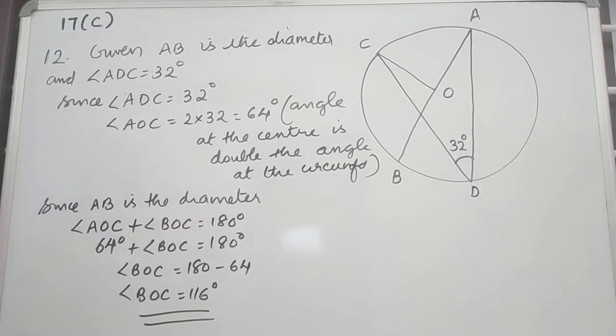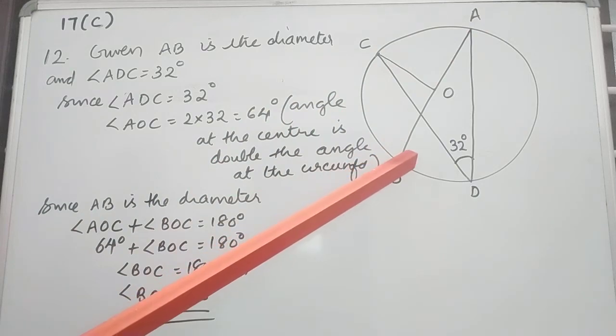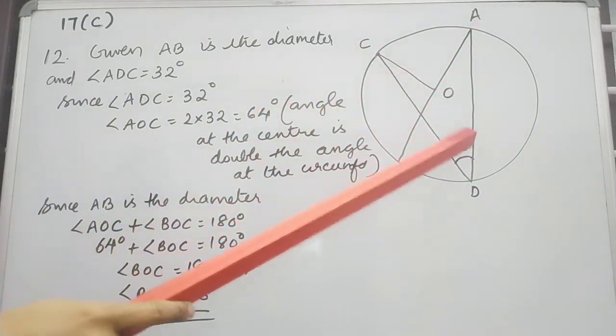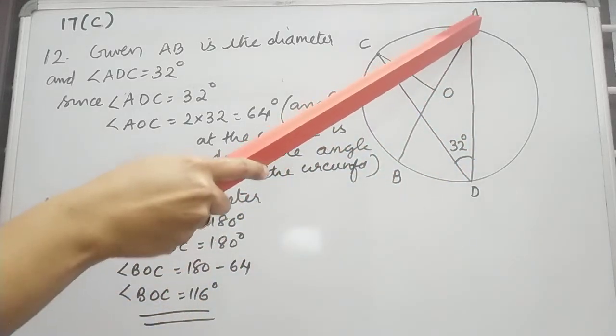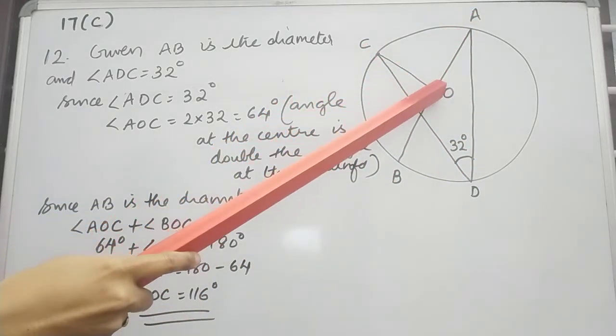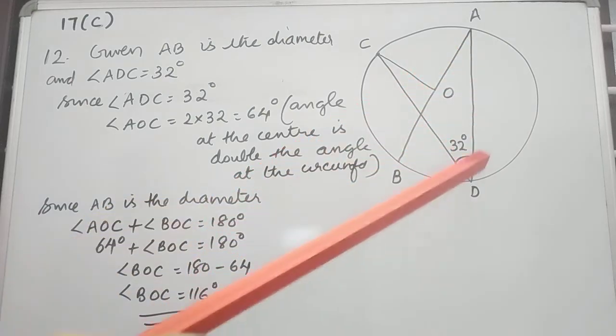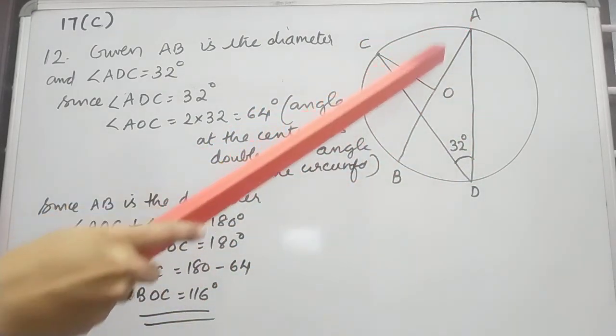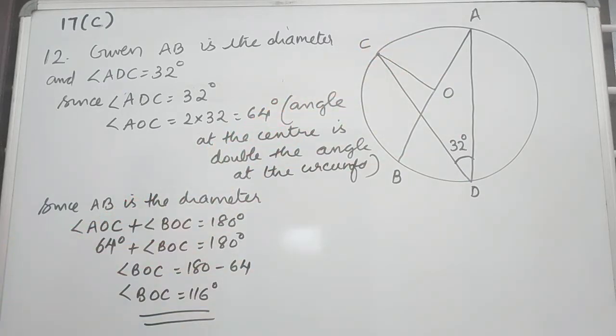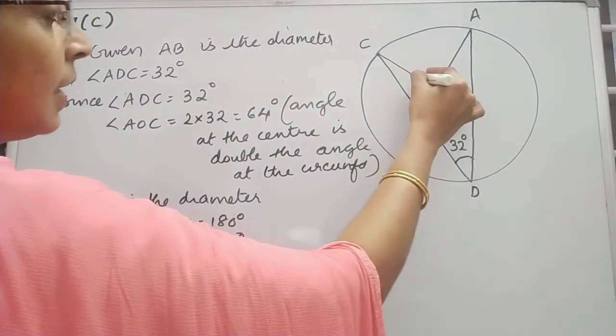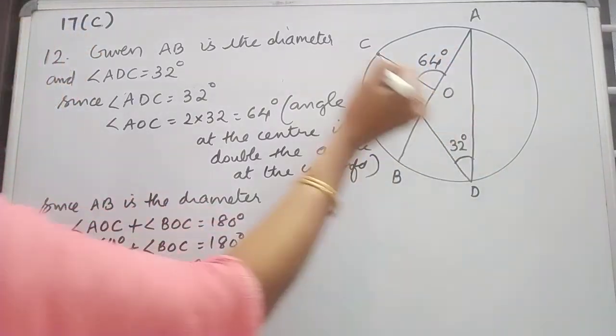Next question number 12. In the given figure, AB is the diameter of the circle with center O. Angle ADC is equal to 32 degree. Find angle BOC. ADC is given as 32 degree. So what about AOC? AOC is a central angle. ADC is 32 means AOC will be 2 into 32, that is equal to 64. That is, the angle at the center of the circle is double the angle at the circumference.